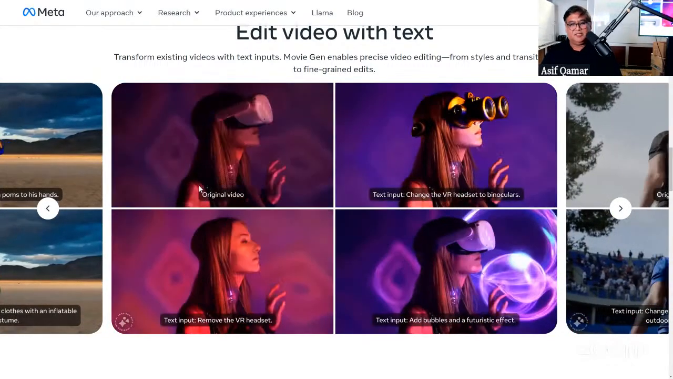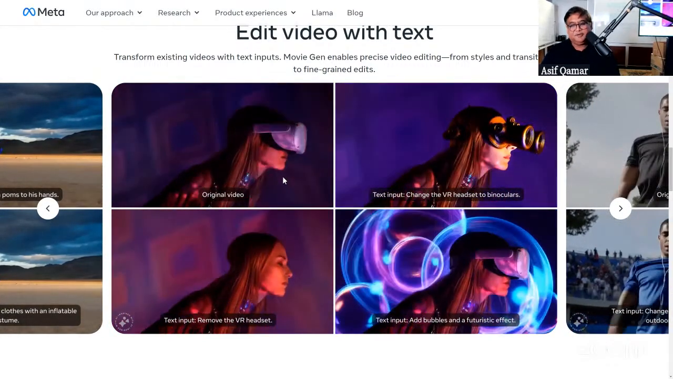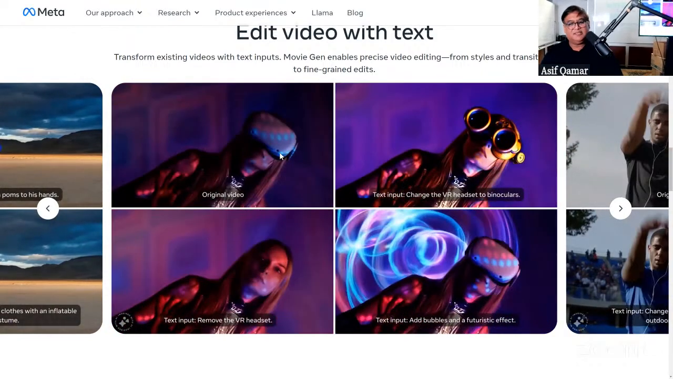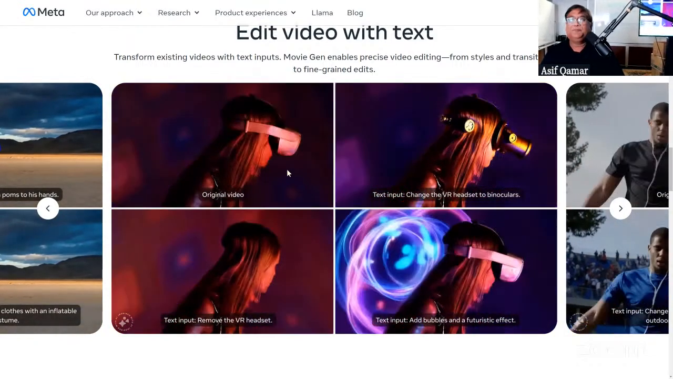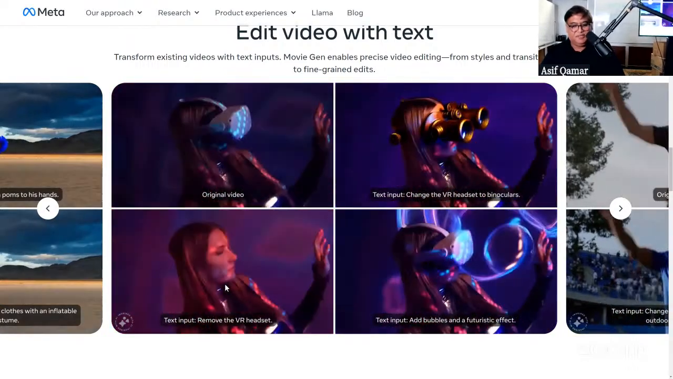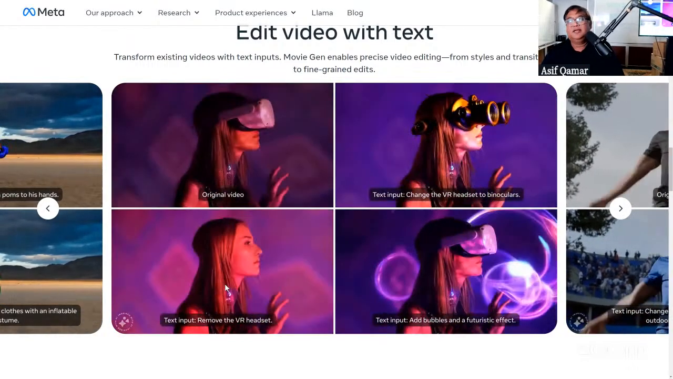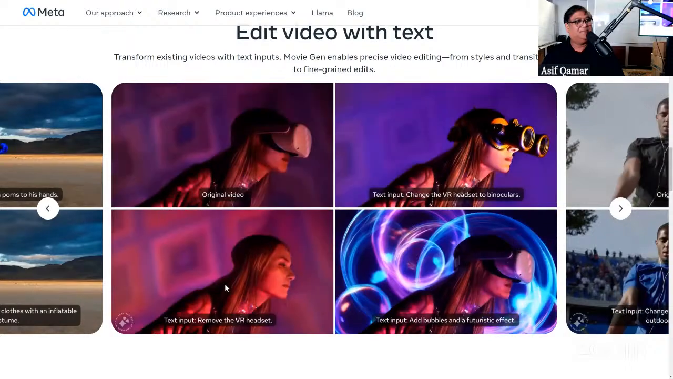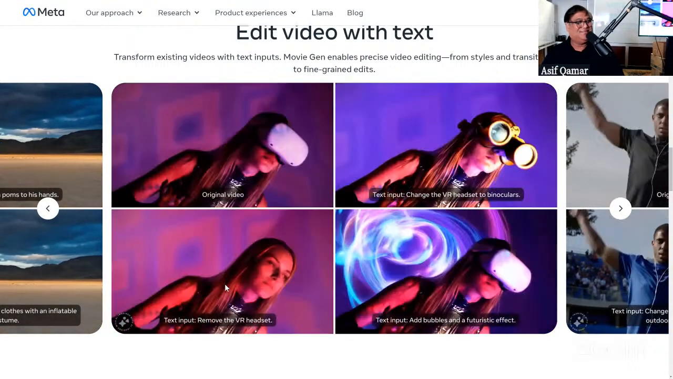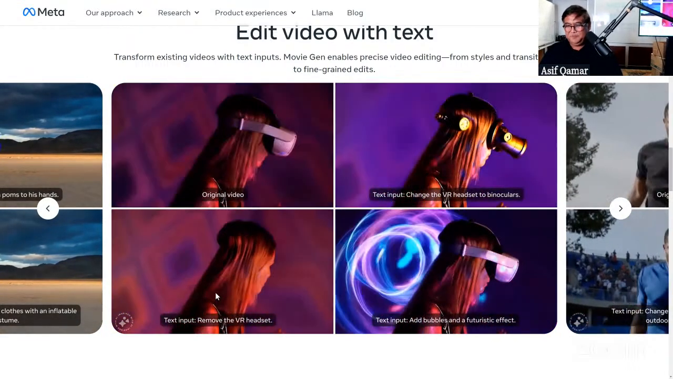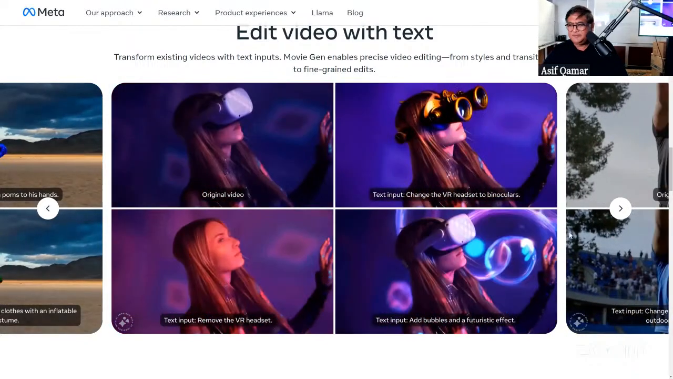So this is another one. There's a lady. Now here, the interesting thing is, you don't see the full face of the girl, but you ask, can you please remove the VR headset? And it imagines a face that's pretty plausible, isn't it? And then different variations of it.